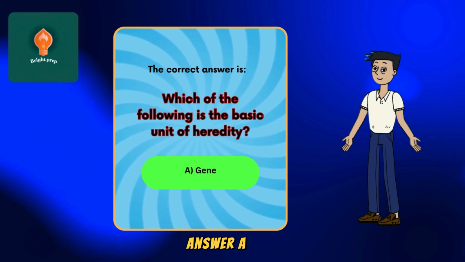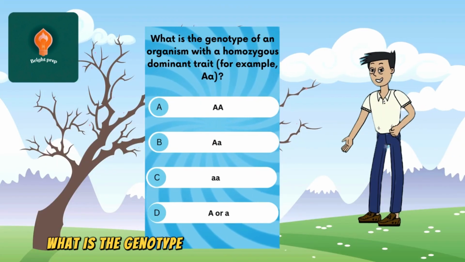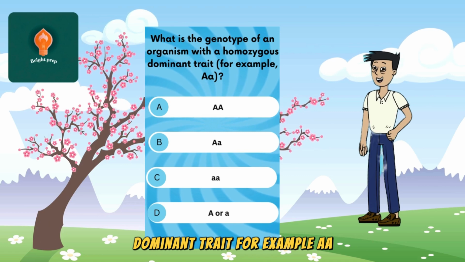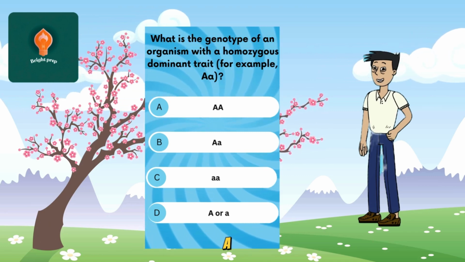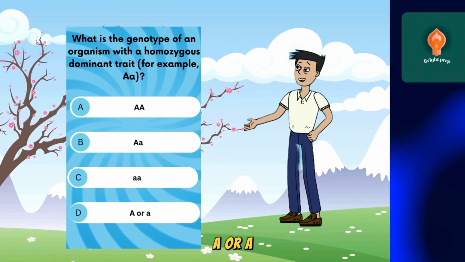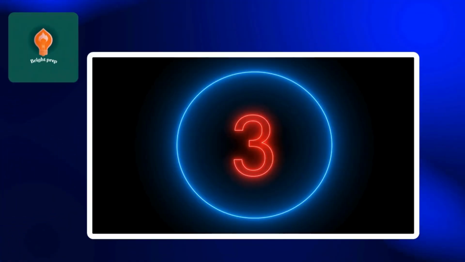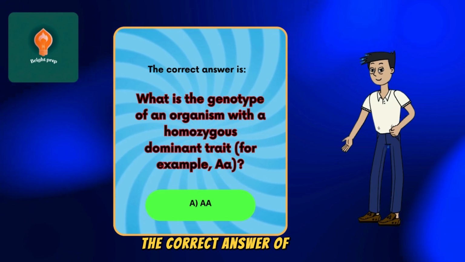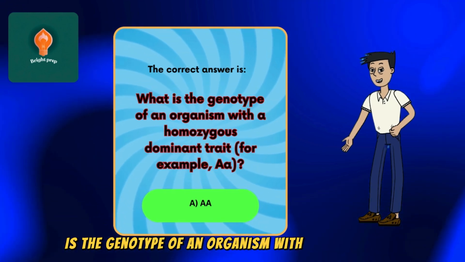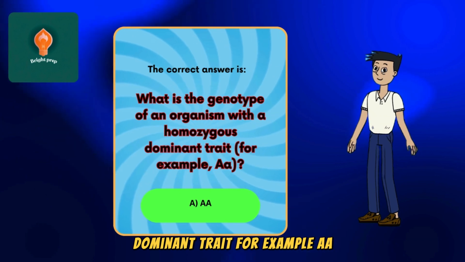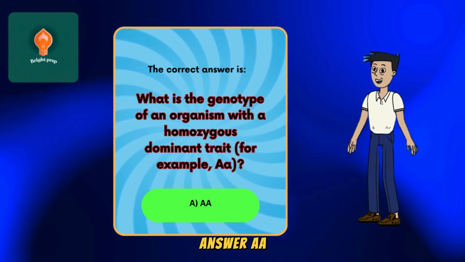Answer A. Gene. What is the genotype of an organism with a homozygous dominant trait? For example, AA. The correct answer of what is the genotype of an organism with a homozygous dominant trait? For example, AA. Answer AA.